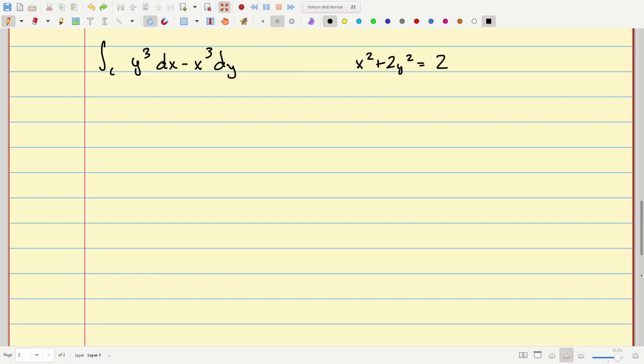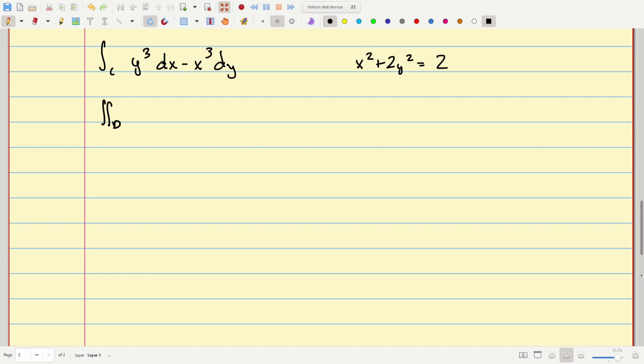The problem says you're supposed to use Green's theorem, and the reason is that otherwise you're stuck trying to figure out how to integrate this expression over a parameterization of that ellipse. Maybe people don't want to do that. But the problem tells you to use Green's theorem, so you're supposed to do the area integral anyway. So let's figure that out.